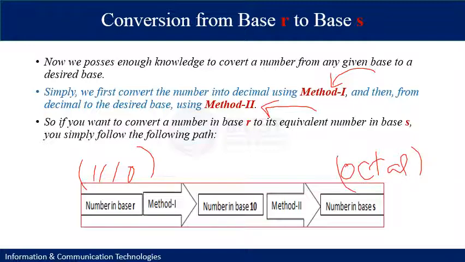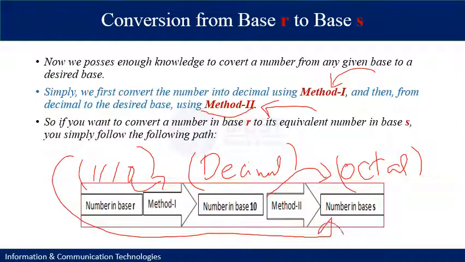So you will use the first method to convert it into the decimal number system. That means you will multiply each digit with its base to the power. And then once you have the number in decimal format, you use method 2 to convert into octal base. In this case, we will divide the decimal number by 8 and keep taking the remainders, and the remainders are the actual representation of this binary number in the octal number system.